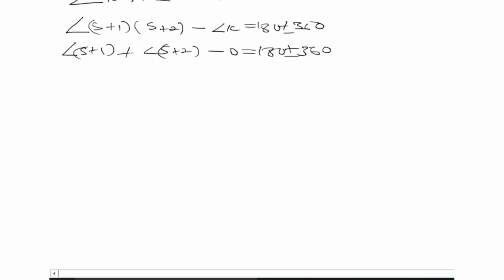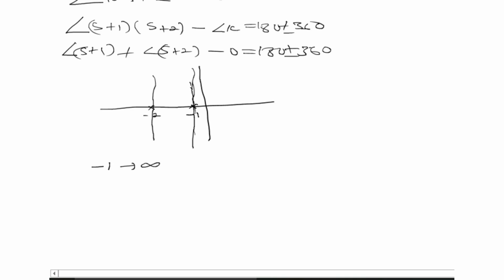Now we want to determine the angle with which all the poles contribute, and at what boundary the locus exists. Already we are having a pole at s equals minus 1 and s equals minus 2. Let's form three boundaries here. Let's say we're having a boundary at this location and a boundary at this location also, so from minus 1 to infinity.